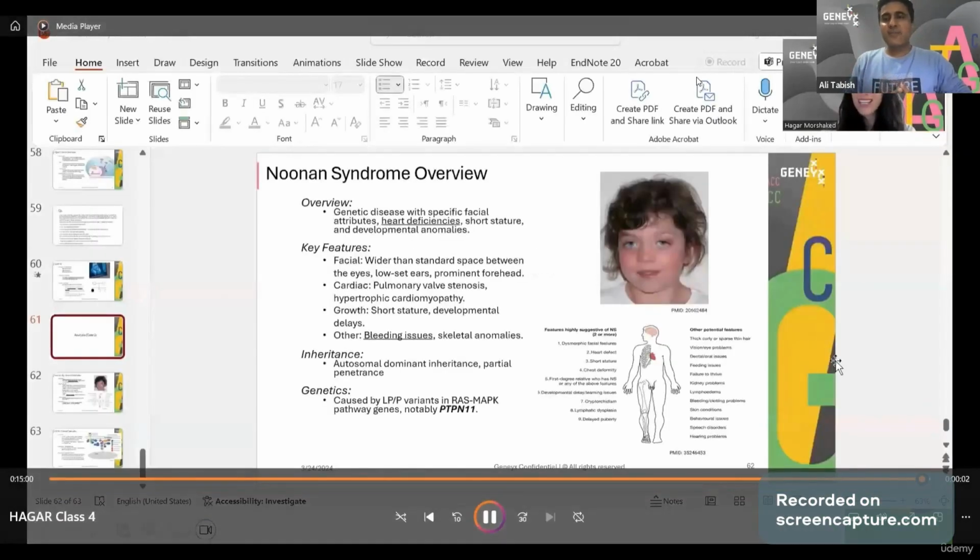Thank you. Perfect. I just wanted to say a couple of words here. This is a very classical case of Noonan syndrome, and I'm really happy about it. The patient has nuchal translucency. I just wanted to highlight that.